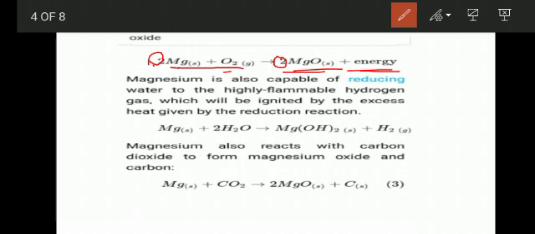Now this magnesium can also react with water to form magnesium hydroxide. As you have learned in the previous lesson, wherever hydroxide comes, it's a base. Here, when it reacts with water, it forms a base, that is magnesium hydroxide, with a few hydrogen molecules. It also reacts with carbon dioxide to form MgO, magnesium oxide, plus carbon.